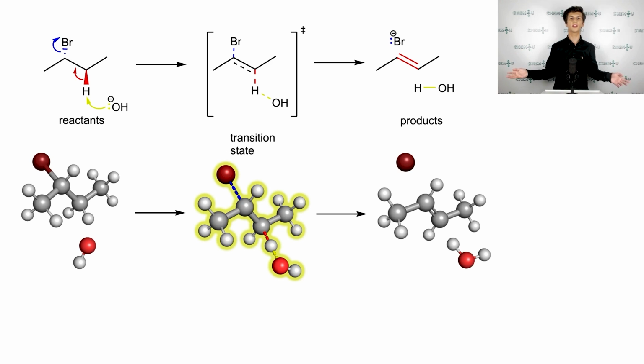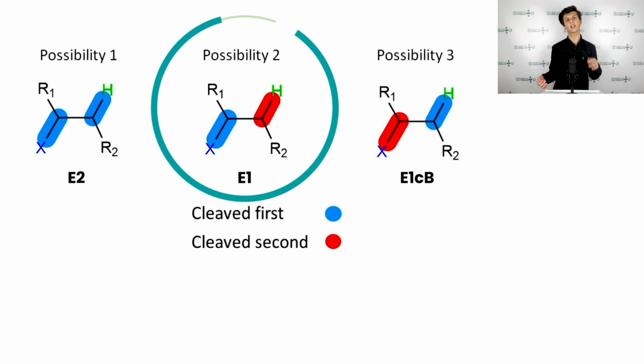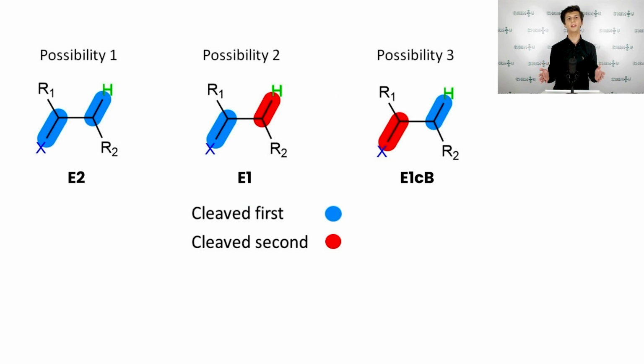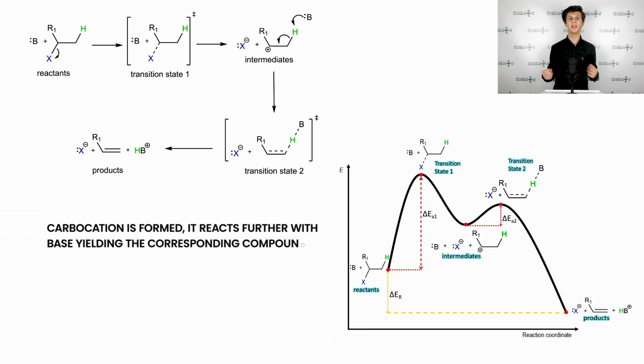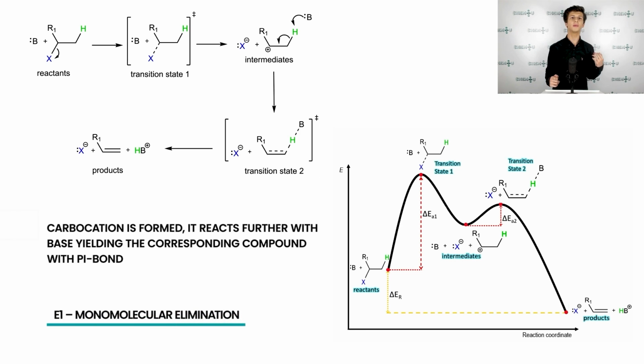I hope you remember that there are two more mechanisms to clarify. Let us begin to consider the second mechanism. Another possibility is to break the CX bond before CH. This process leads to the formation of carbocation intermediate, which reacts further with base, yielding the corresponding compound with pi bond. Such a reaction is called E1 monomolecular elimination, and this general mechanism can be seen on the left. Look at the energy profile of the E1 mechanism on the right part of your slide.